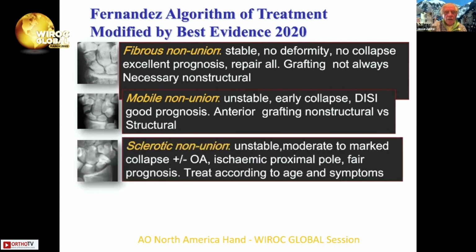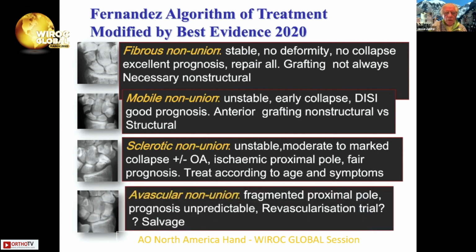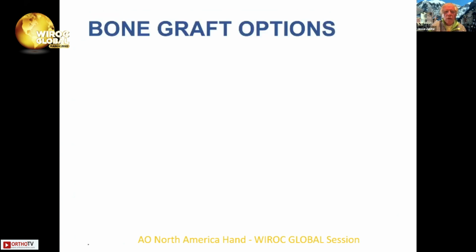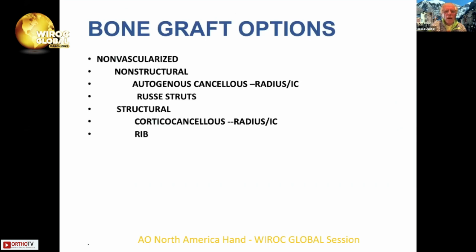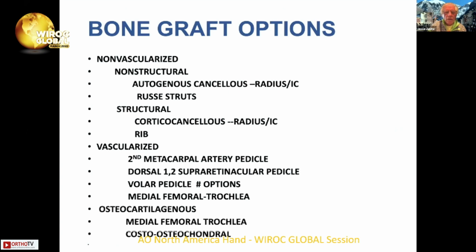Once you start getting this position, as Dr. Blazer showed, we start having more problematic cases, and we have to start thinking about the age and the symptoms with carpal arthritis developing. And as was touched on, and Kyle Bickel will talk about this more, is there a need for a revascularization trial for some of these very proximal pole avascular situations? I'll try to stay with the non-vascularized grafts, and Kyle will talk about vascularized and other alternatives for this.